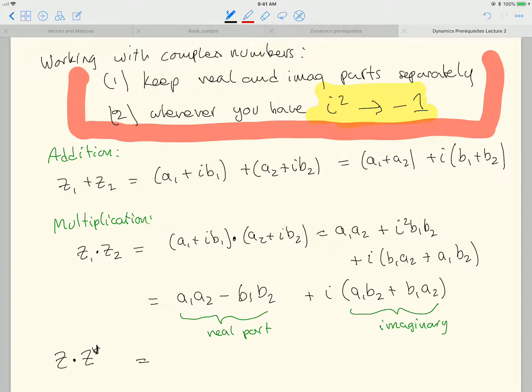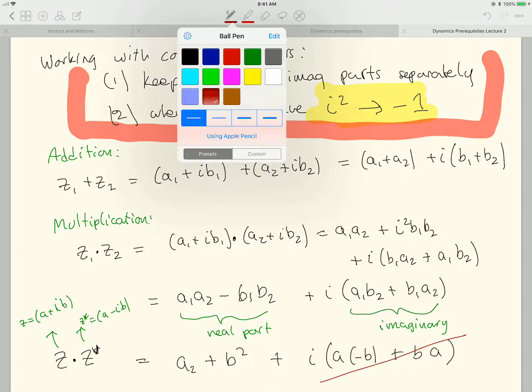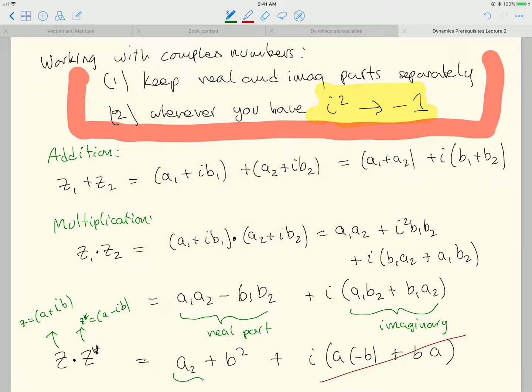What we would get, so let's say that Z is A plus i times B, and Z star is A minus i times B. So what we would get would be A squared minus B times minus B, so that's a plus B squared. And then plus i, A1 is A, B2 is minus B, plus B times A. So the one on the right cancels out. Right? This is minus AB plus AB. And all we get is the one on the left, A squared.